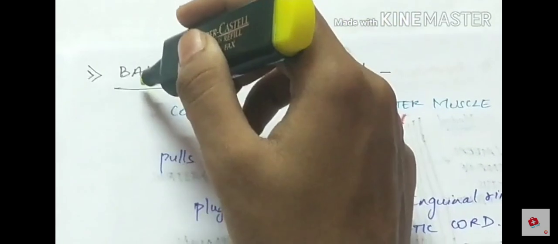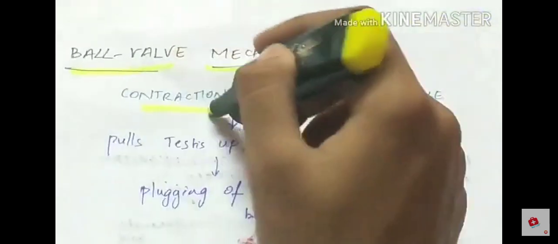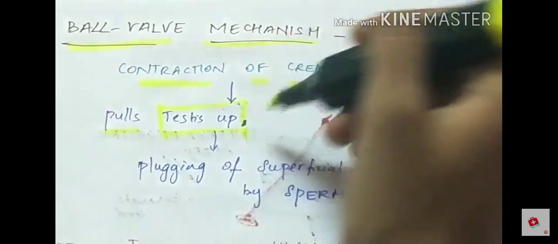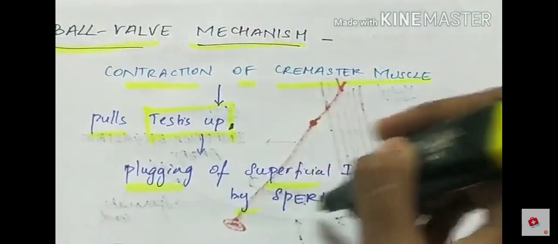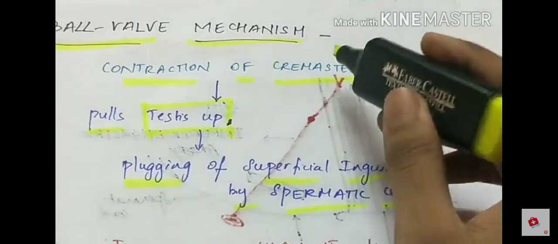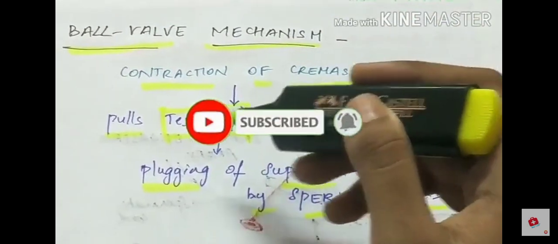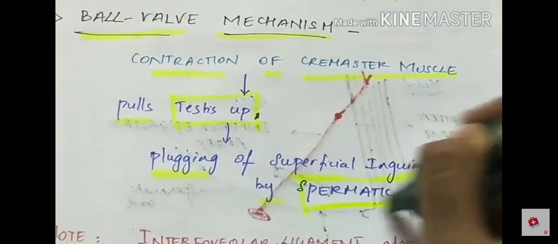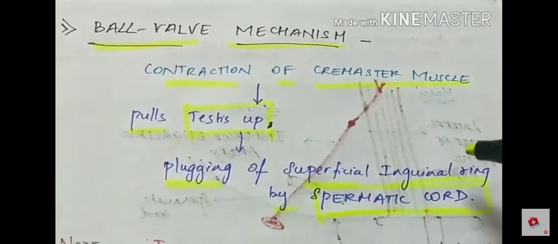The fifth and the last mechanism is ball valve mechanism. When there is contraction of the cremaster muscle, it pulls the testis upwards, which plugs the superficial inguinal ring by the spermatic cord. So when the cremaster muscle contracts, the testis is pulled up, so there is plugging of superficial inguinal ring by the spermatic cord itself. These are the 5 mechanisms to maintain the integrity of the inguinal canal.